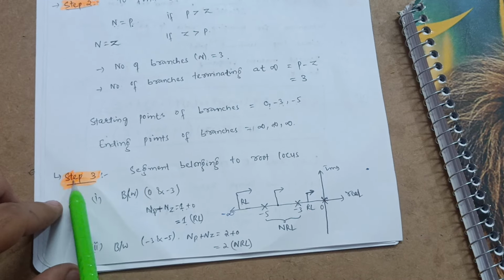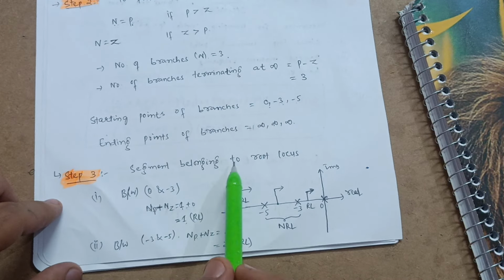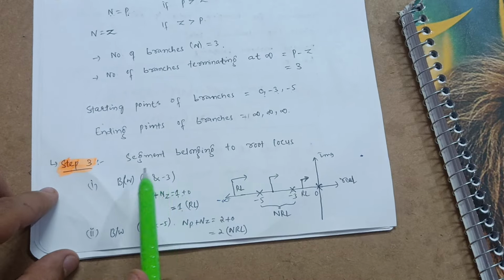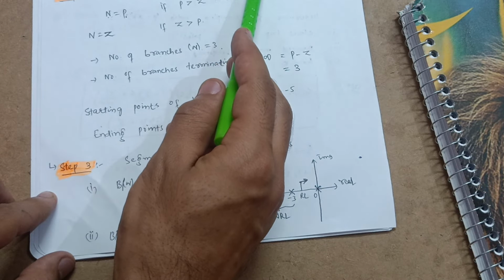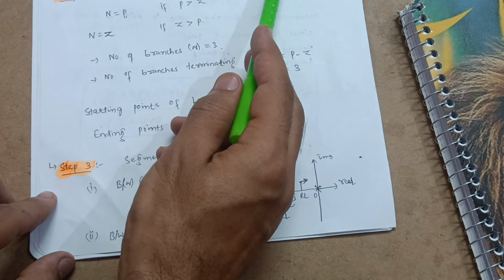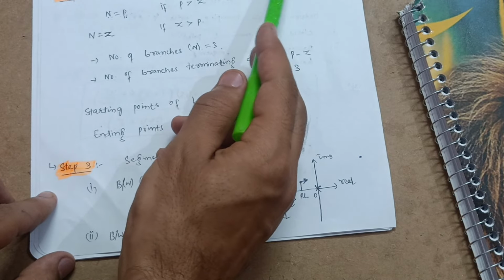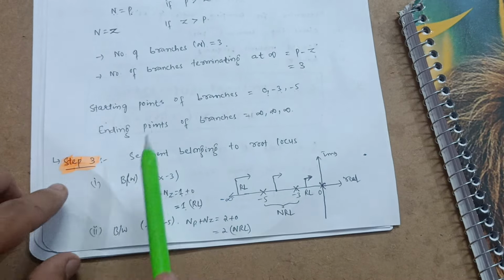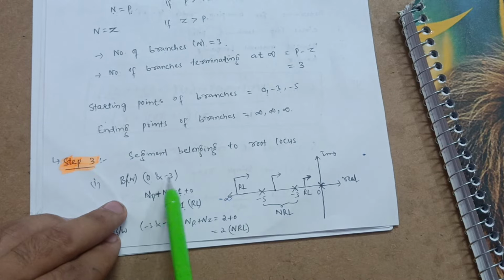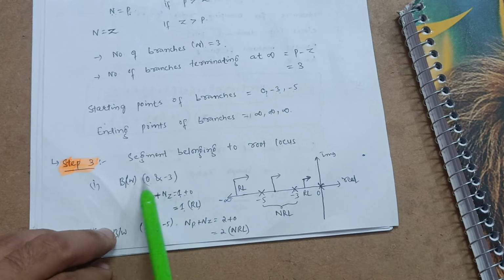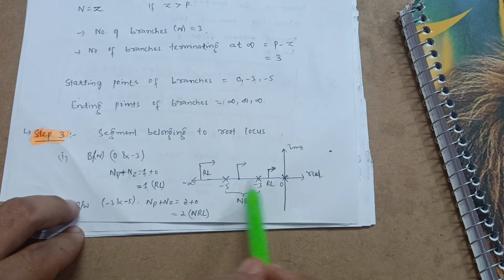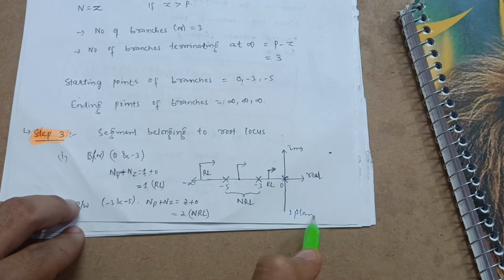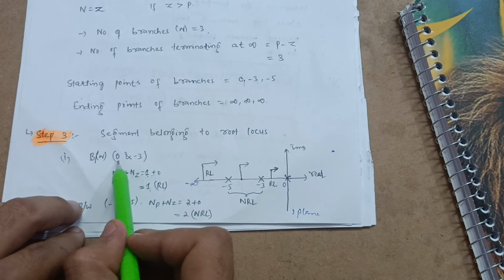So step 3, segments belonging to the root locus. This is the third step, meaning you have to take these values 0, minus 3, minus 5, and infinity. So first of all, let's take 0 and minus 3, between 0 and minus 3. I am taking here the s plane, that is nothing but the real and imaginary axis plane. This is called the s plane or complex plane. So you are taking 0 and minus 3.